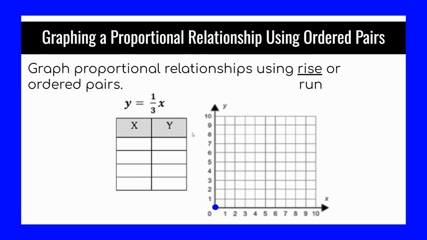The other way we can do this is operate using rise over run. So 1 over 3, rise over run. From this starting point of 0, 0, I rise 1, so I go up 1, and I run 3. I go over 1, 2, 3, put a point.